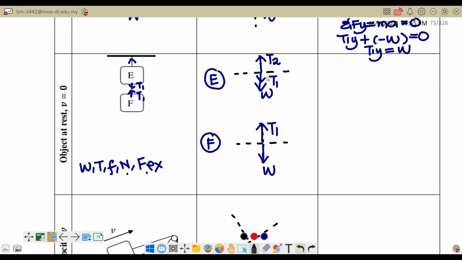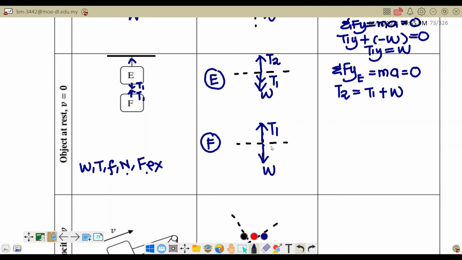If you observe, E has only Y components, and F also only Y components, up and down. So we only write Fy. For E, Fy equals to ma and a is equal to 0. Because it's static, T2 equals the upward force, which equals T1 plus our weight.